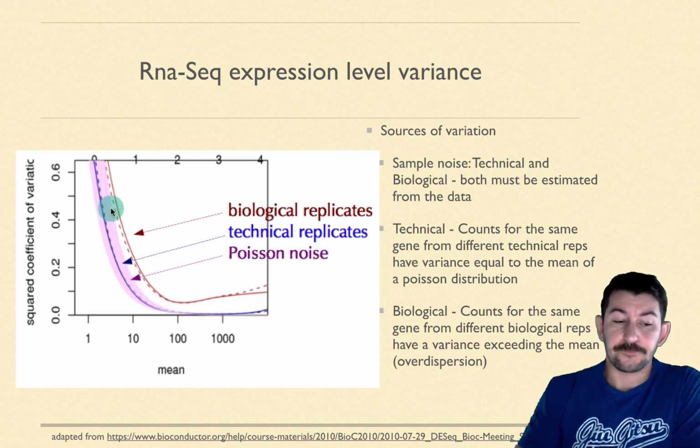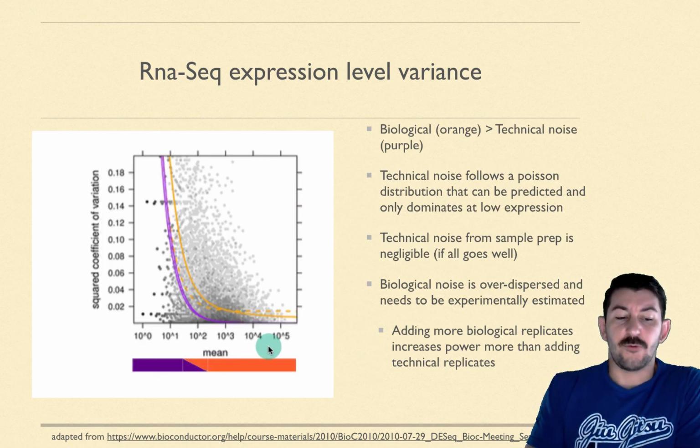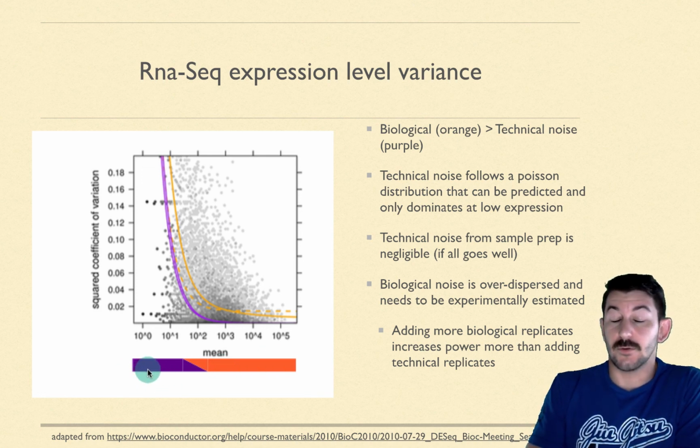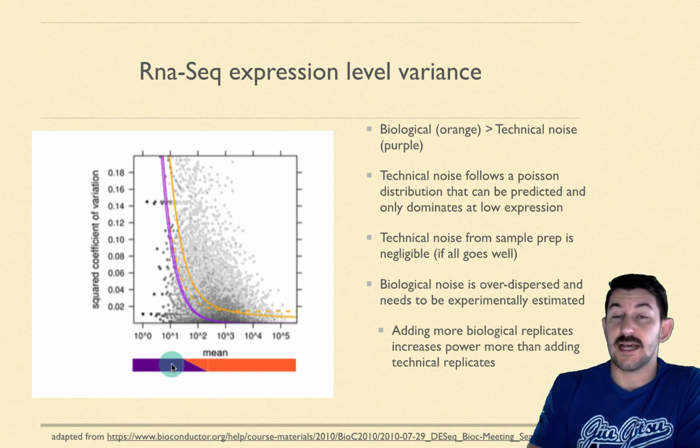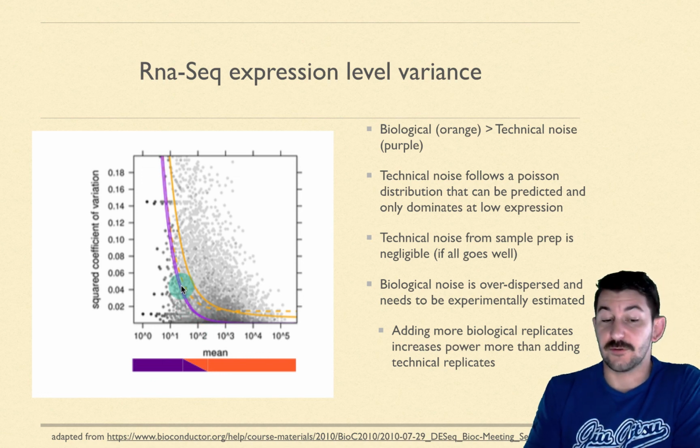In other words, if we think about the total amount of variation, in orange here is related to biological variation, purple to technical noise. Pretty much it's only really about this point here at around 100 mapped reads that we start to shift over to the majority of it being due to technical noise. And again, that is very easy to predict using a Poisson distribution.